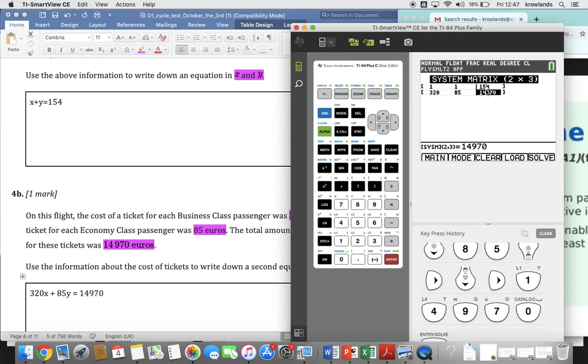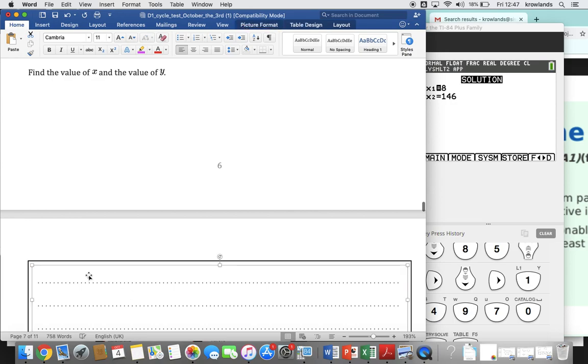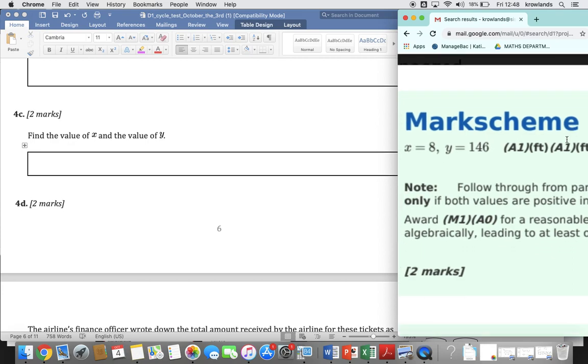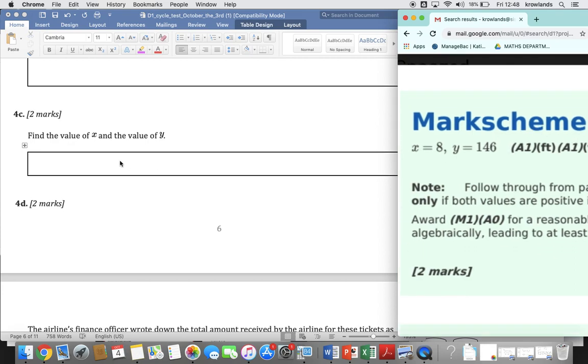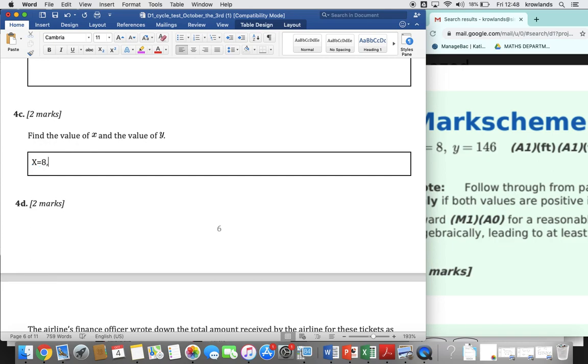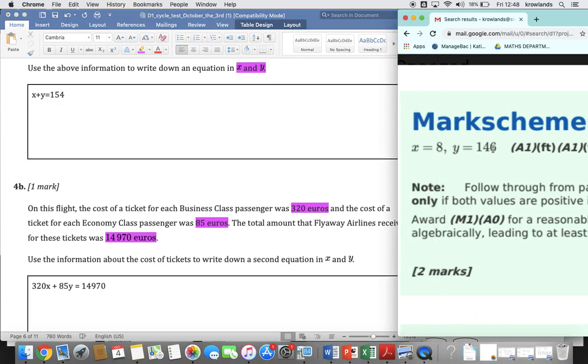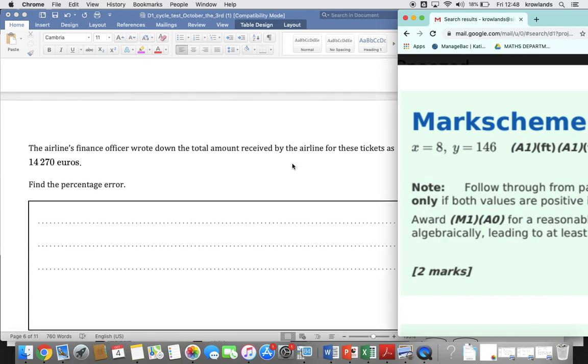And then we can see 1, 1, 154, 320, 85, 14970. Make sure you press enter. Now we want to solve. So solve is the far right, so we press this button. And there we go, there's our solution. x1 is 8, x2 is 146. So rather than writing x2 and x1, we write it as we expected, that x is going to be equal to 8 and y is equal to 146. So when looking at the previous equations, we can see that if we put in x is 8 and y is 146, both of the equations would work.